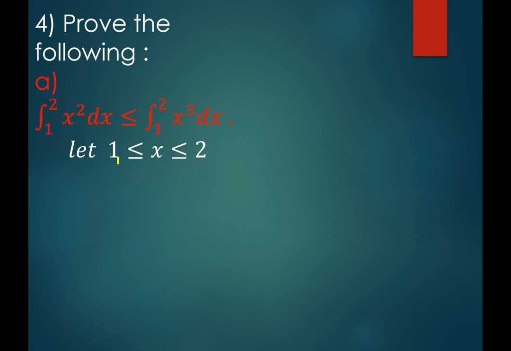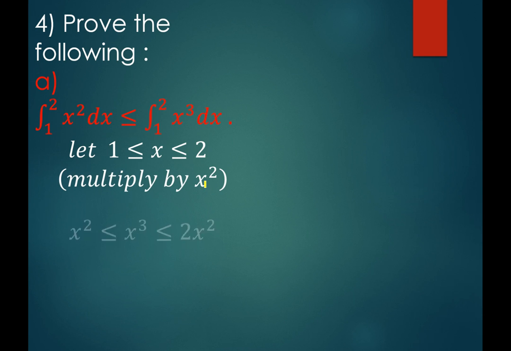Now, let's build the function like usual. We can build the function from x between 1 and 2. After you multiply each by x squared, you will get exactly 1 times x squared is x squared. X times x squared, by adding the powers, you will get x cubed. 2 times x squared, you will get 2x squared.